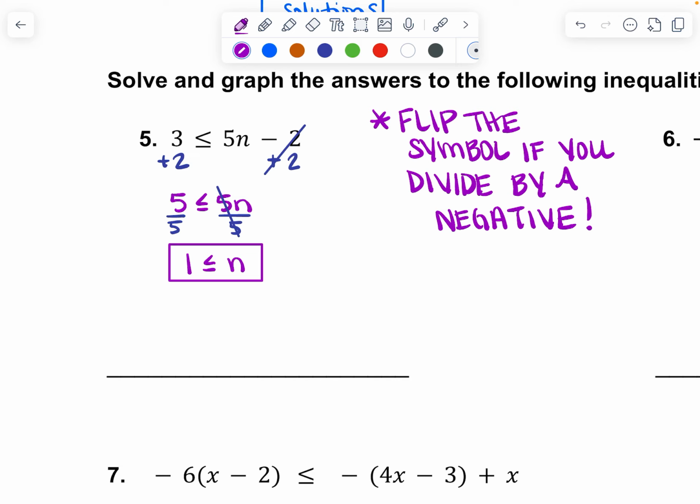Okay, sorry about that. Now, a lot of you guys on your homework and your quizzes, you're getting this answer correct when you solve the inequality, but you are not getting your graph correct. And that's because we are confusing how to read our inequality answers.